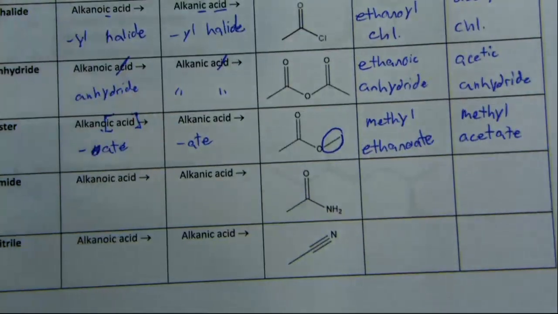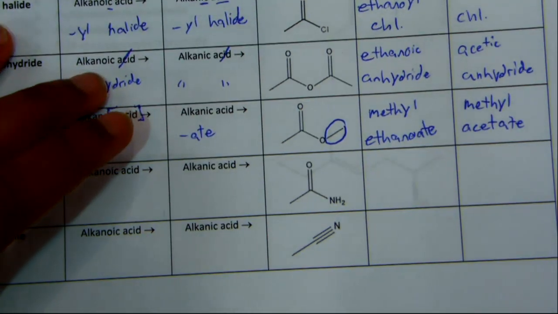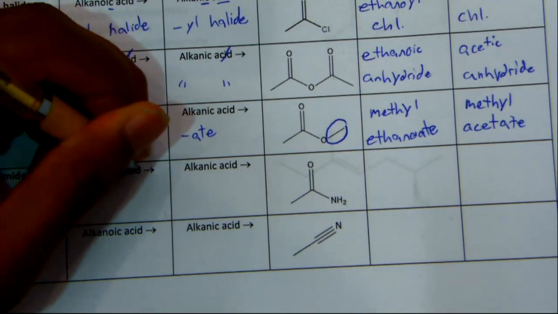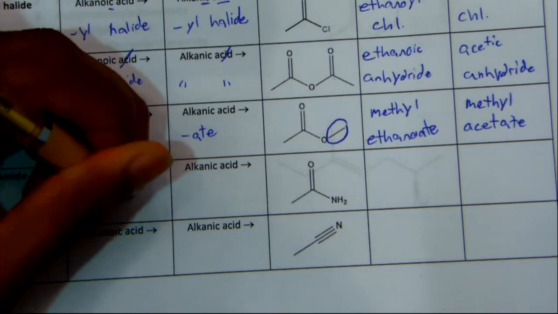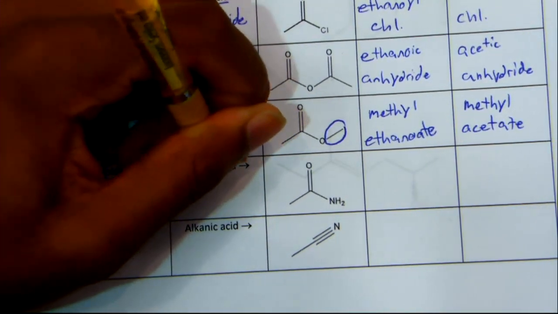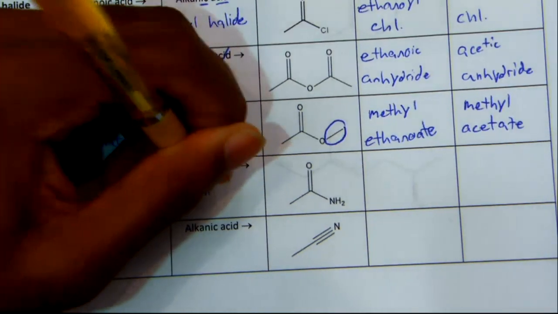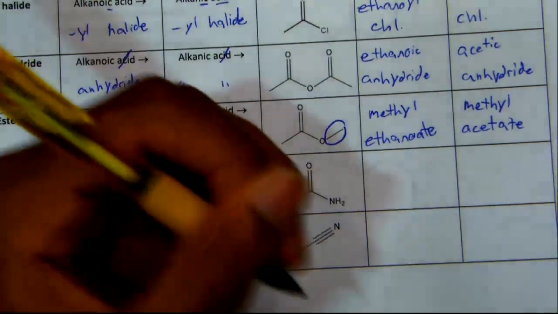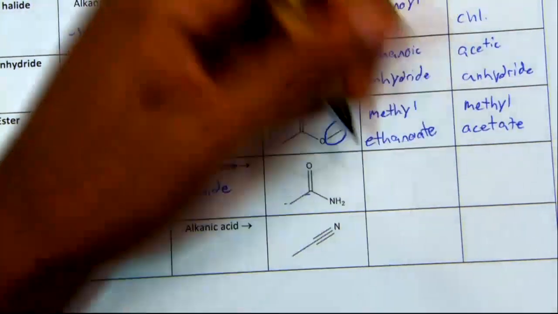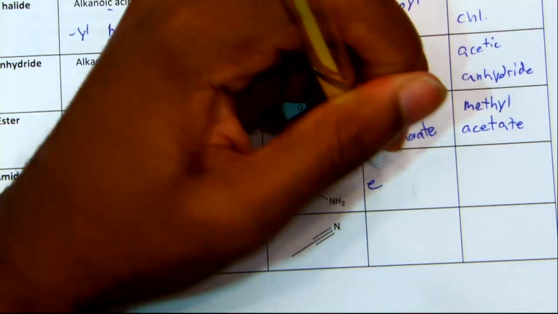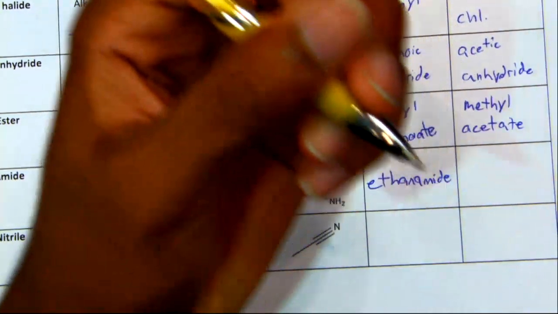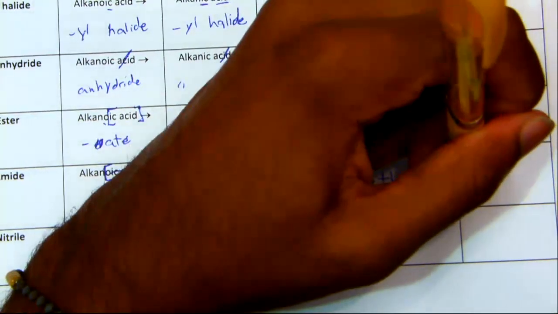Okay, so let's go over the next one. Amides are also pretty decent. You get rid of oic acid, and you just add amide. And same thing with this one, get rid of IC acid, and you add amide. Is that cool? Sweet. So for this one, 2 carbons long, so it's going to have the prefix eth, so ethanamide. And then my common name is going to be acetamide.